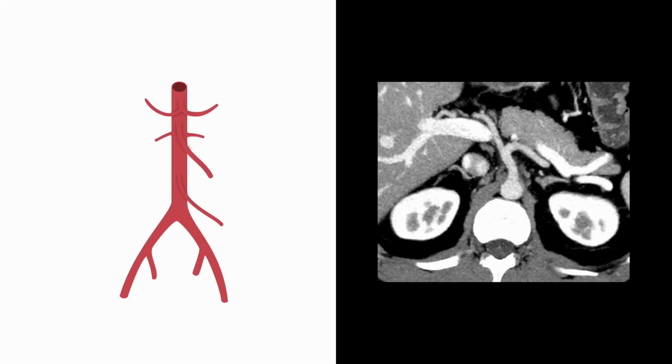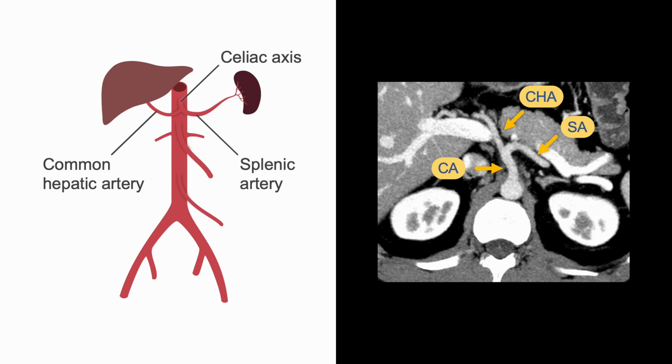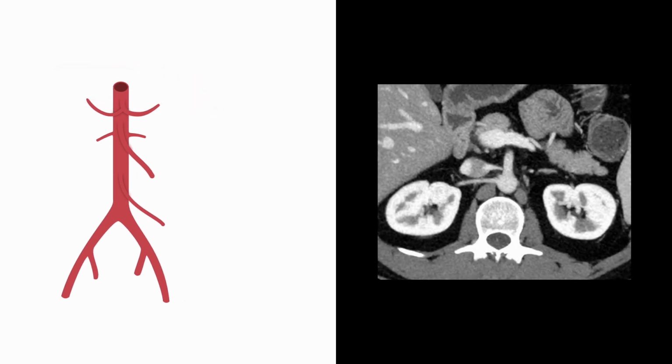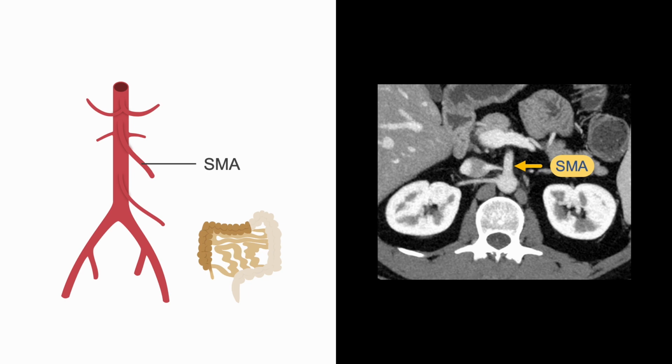Starting with the arterial anatomy, we can trace the abdominal aorta to its first major branch, the celiac axis, which splits into the common hepatic and splenic arteries. You can often follow these into their distal branches, but such a detailed review is usually reserved for a dedicated CT angiography exam. The next major branch of the abdominal aorta as we head toward the feet is the superior mesenteric artery, or SMA, which supplies the small bowel and right colon.